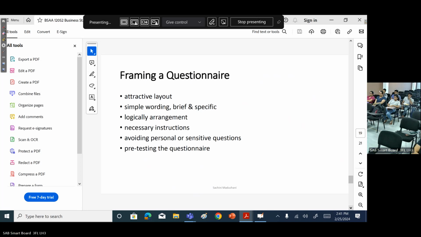Then necessary instructions. In the questionnaire, normally we should provide the necessary instructions on how to answer the questions.